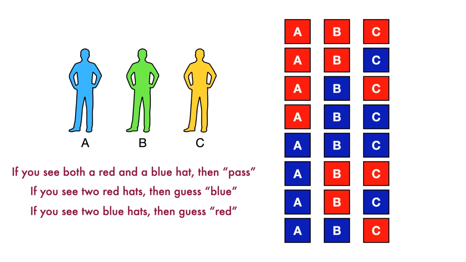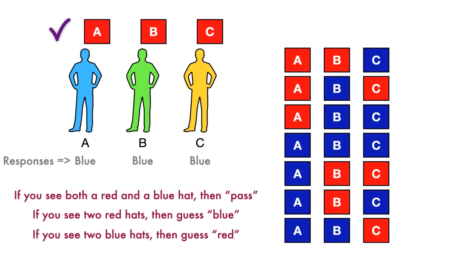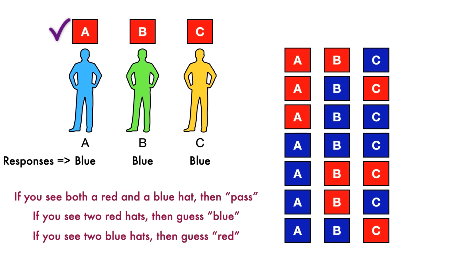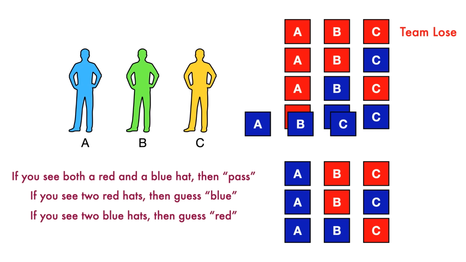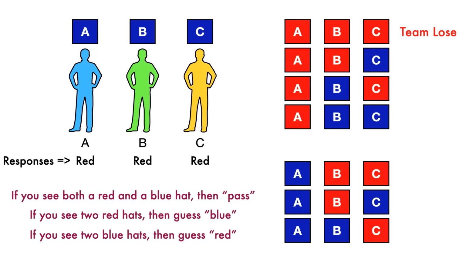Here in the first combination, player A sees 2 red hats. Then the player thinks he will be wearing the minority color, which will be the opposite color of what the player sees. Here in this case, it is blue color. Since he is wearing a red hat, the team will lose. Same happens with player B and player C. Similarly, in the fifth combination where all players are wearing blue hats, here also the team loses.